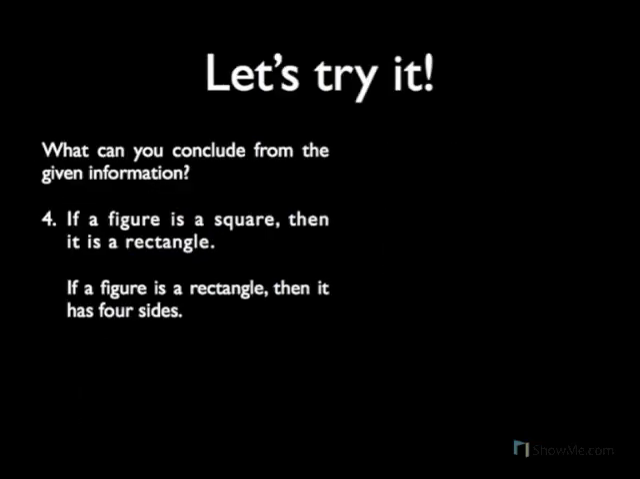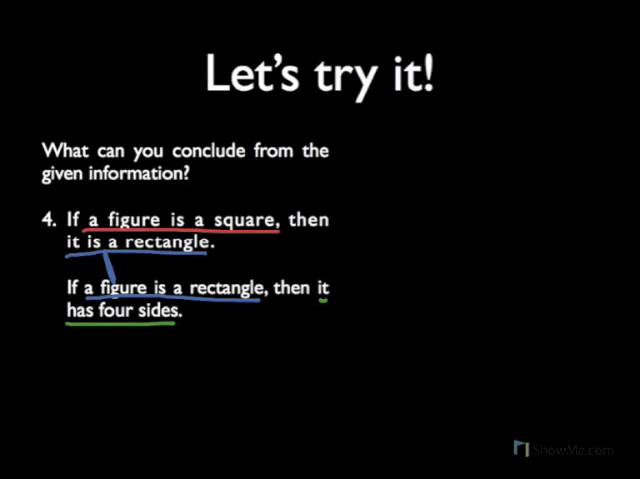What can you conclude from the given information? If a figure is a square, then it is a rectangle. If a figure is a rectangle, then it has four sides. Let's take a look here. In our first statement, our hypothesis says a figure is a square, and our conclusion says the figure is a rectangle. In our second statement, a figure is a rectangle. Notice how the conclusion and the hypothesis are the same thing. And our conclusion of the second one says the figure has four sides.